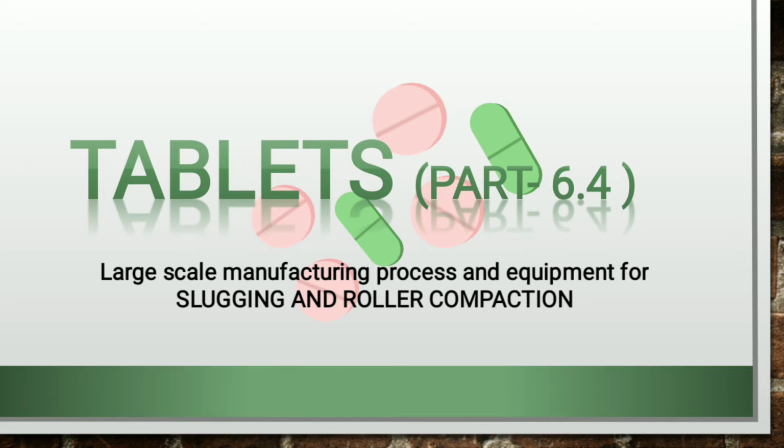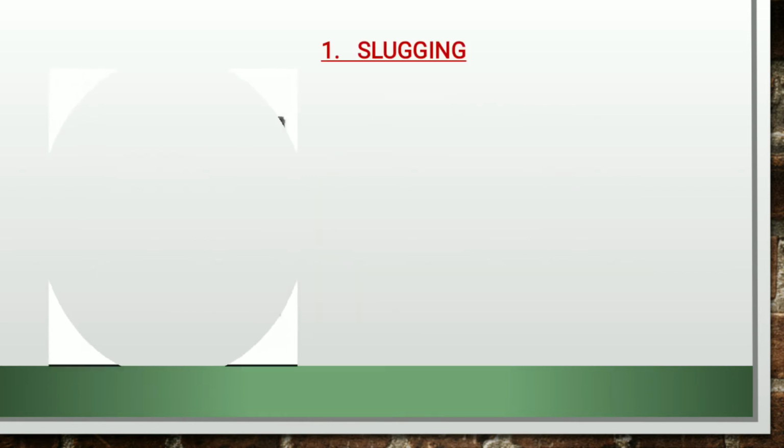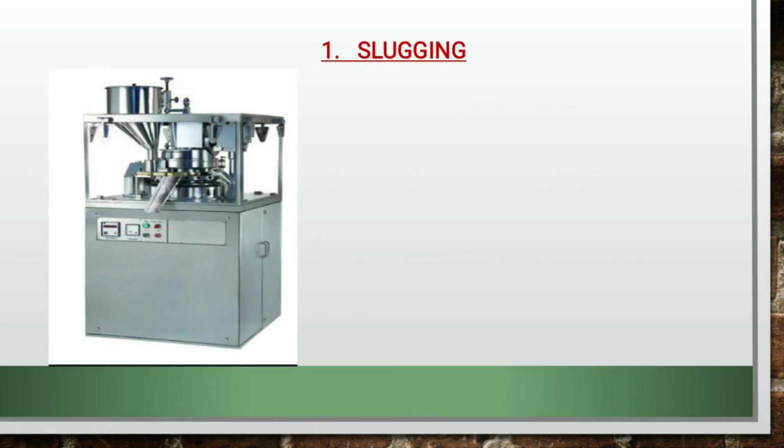Dry granulation refers to the process where granulation is done without the use of any sort of liquid. Therefore, there are two dry granulating methods usually used in the pharmacy industry, which are slugging and roller compaction. So, first discussing slugging.